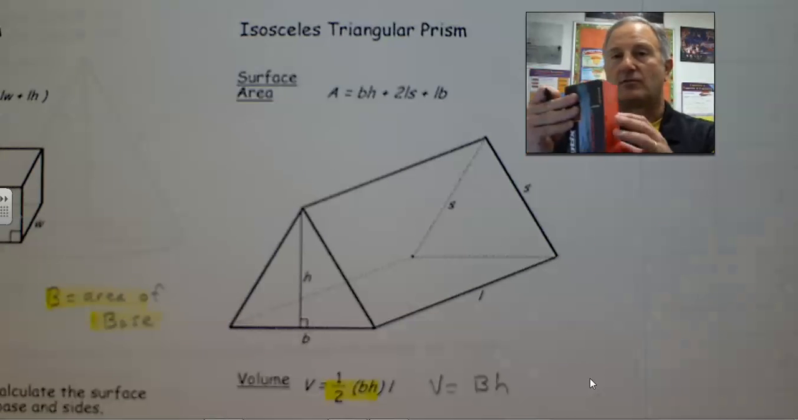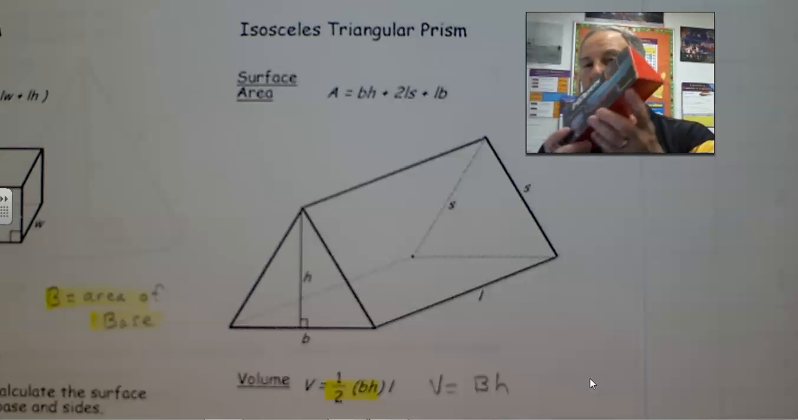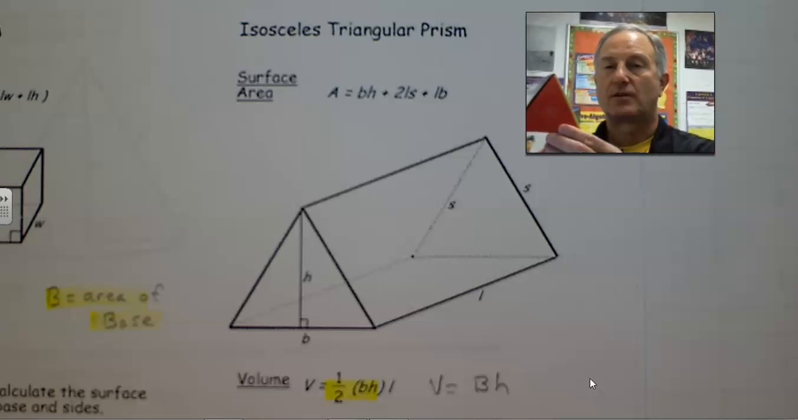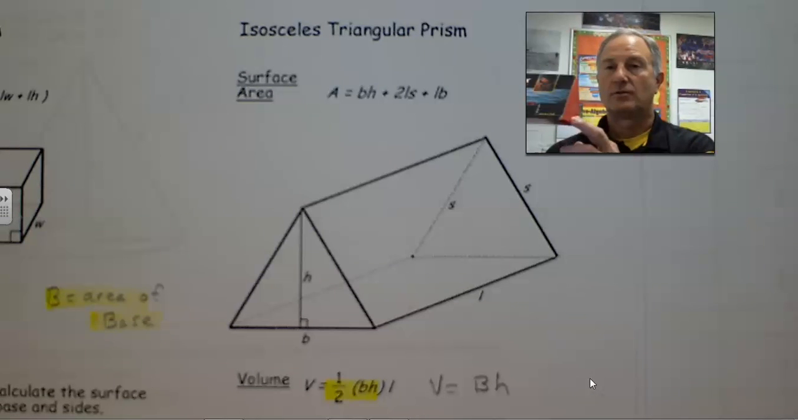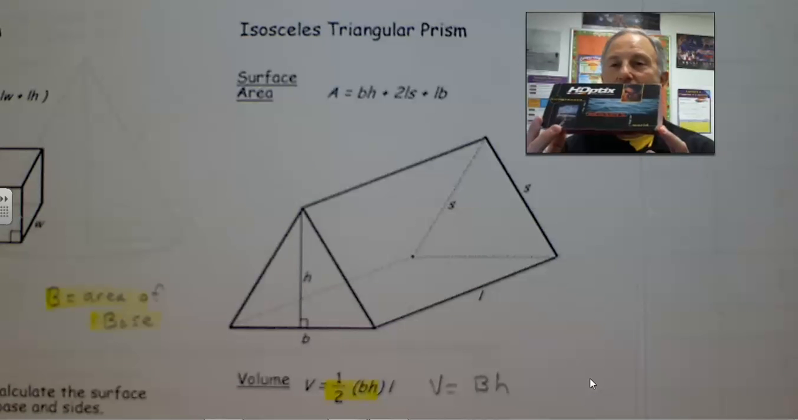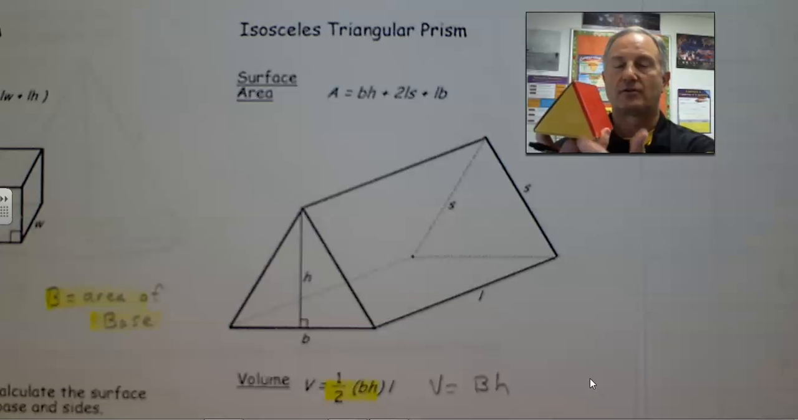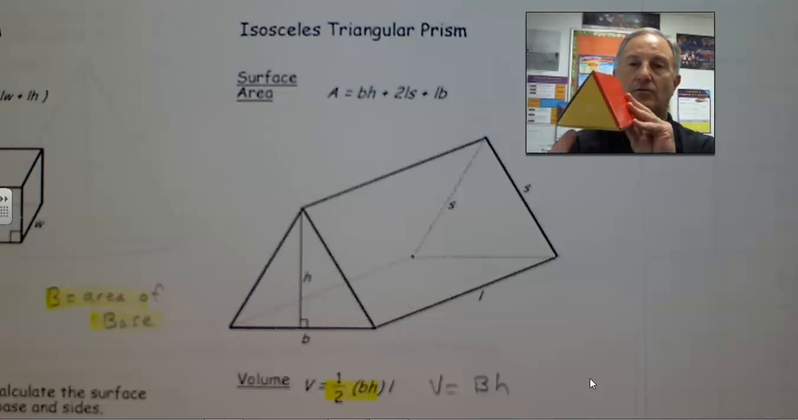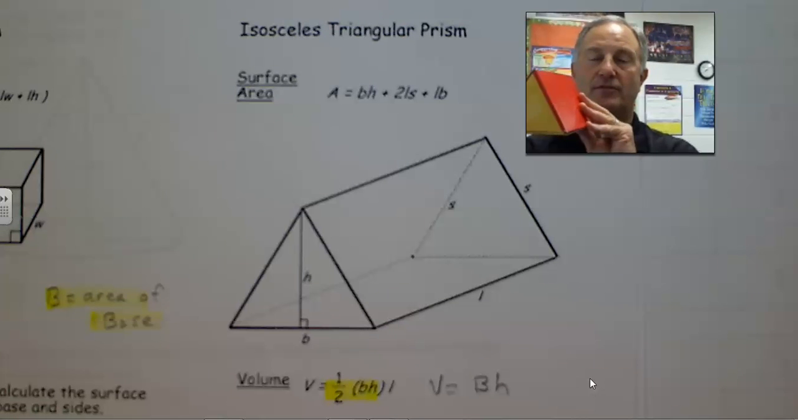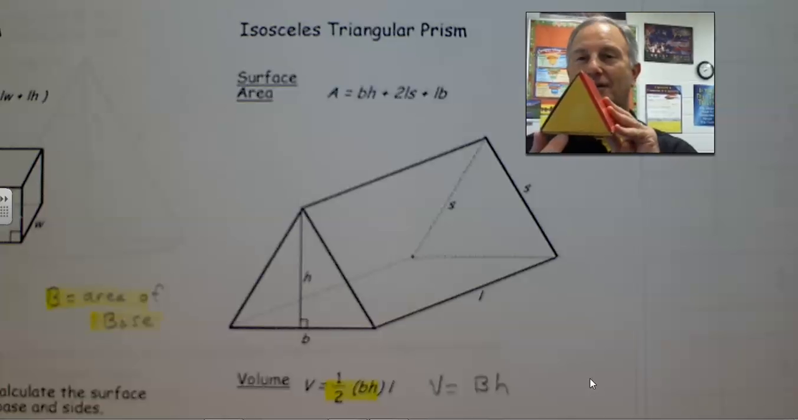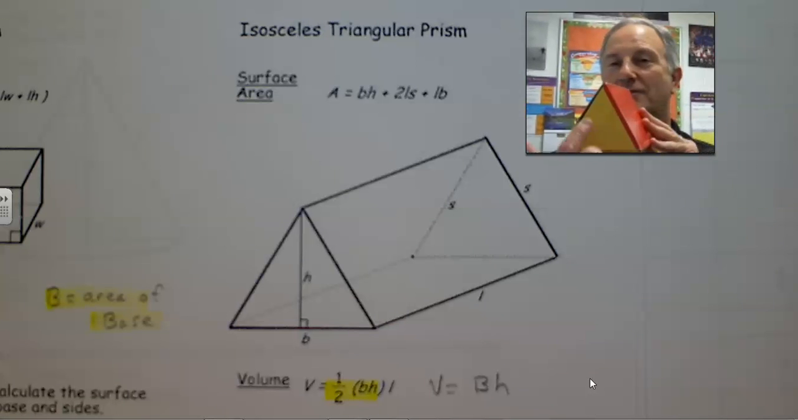Here's a triangular prism. There's your triangular prism, because it's a box. So when you're looking at this, our base is going to be the triangular end. Since we're trying to find the area of a triangle, it's 1/2 base times height. I'm sorry.